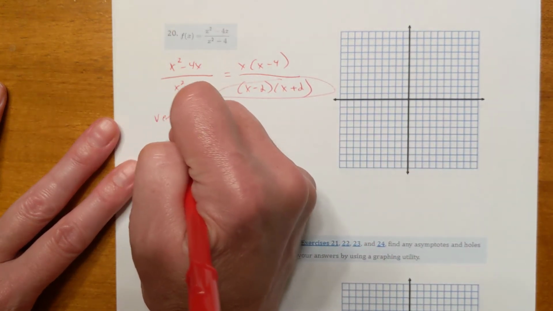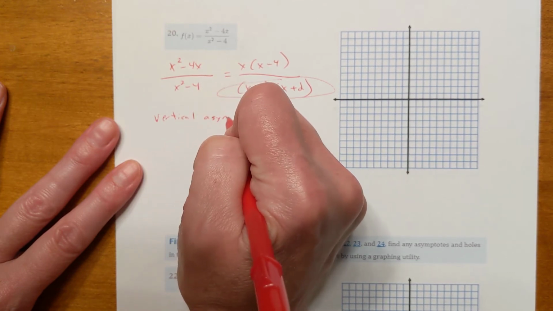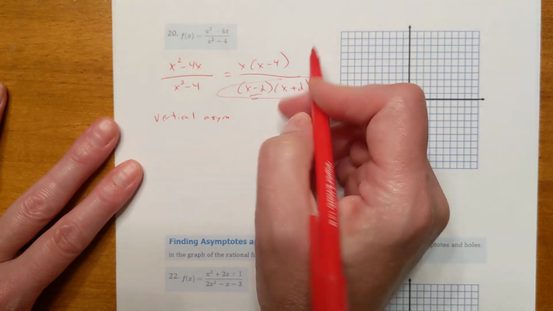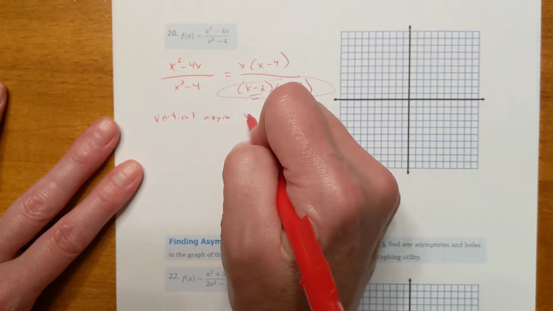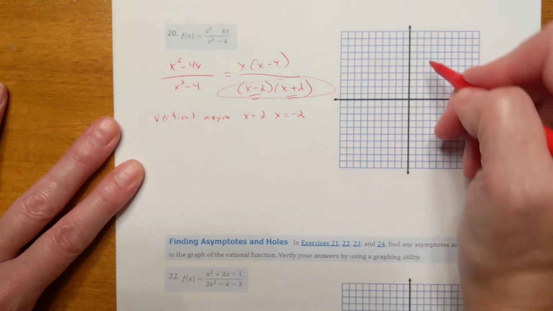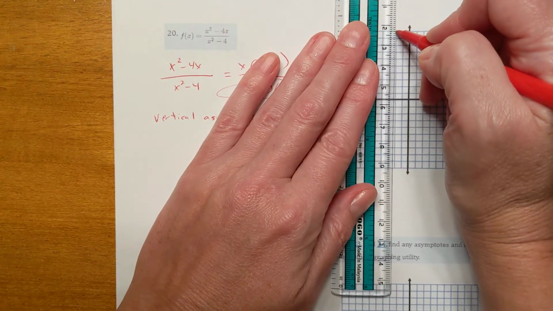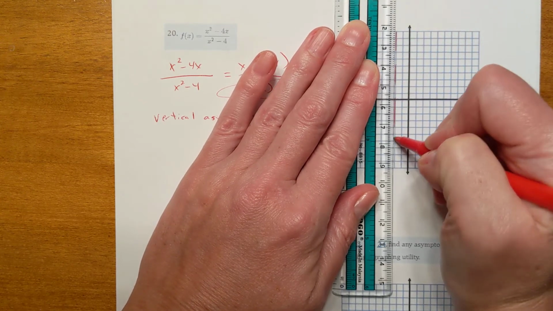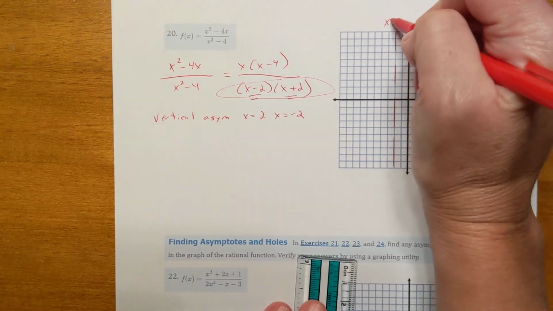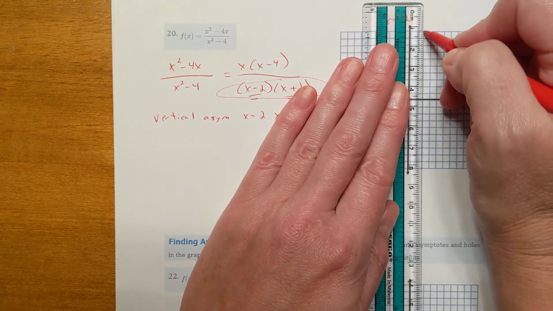So where does that equal 0? That would be at 2 and negative 2. So x equals 2 and x equals negative 2 are vertical asymptotes. Let's go ahead and draw those lines. So we have x equals negative 2 and x equals positive 2.